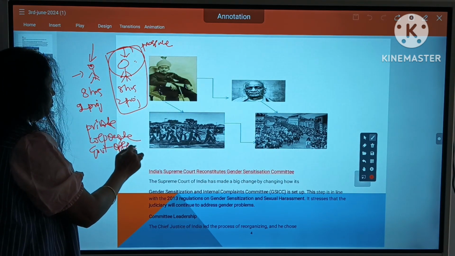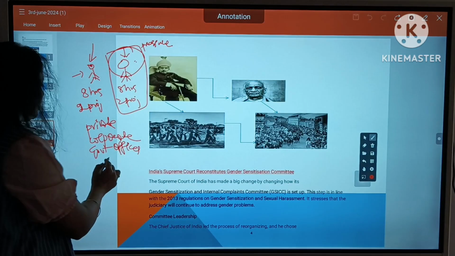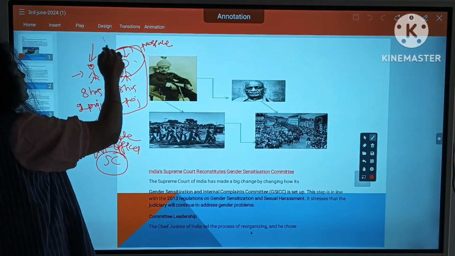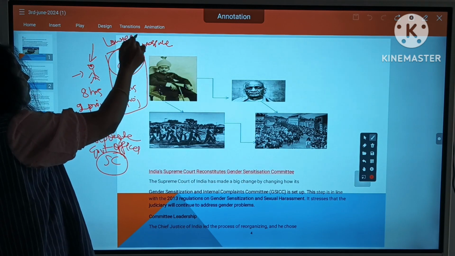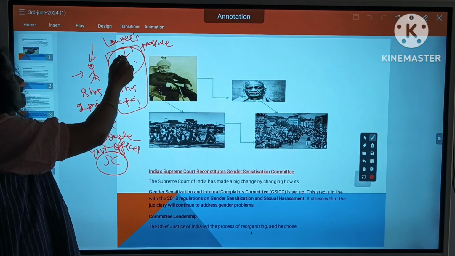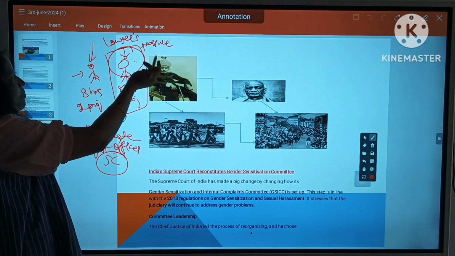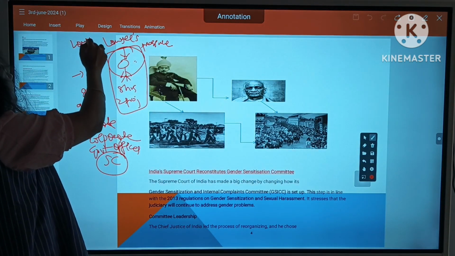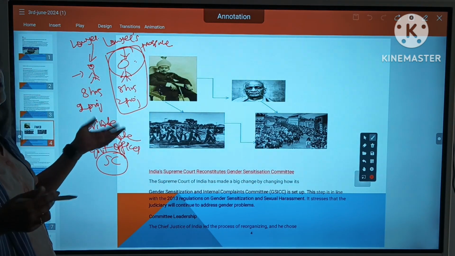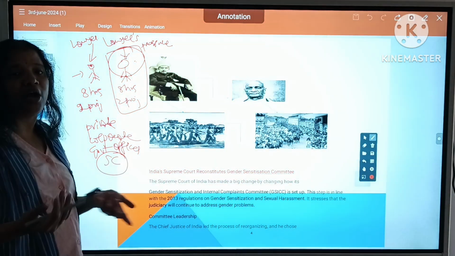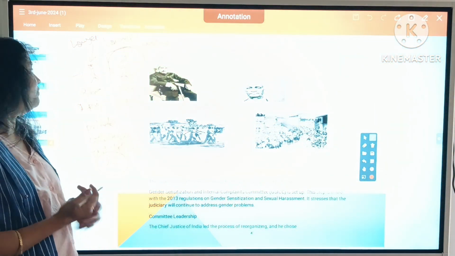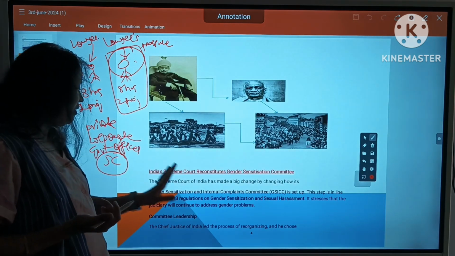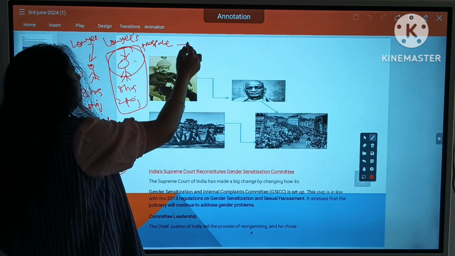Now this issue has gone to the Supreme Court. Even in the Supreme Court, one lawyer with the same capability, but she is a girl, might not get promotion in some cases, while a male lawyer can get promotion. In that case, if women do not get justice, where will they go? So the Supreme Court formed a committee to give justice to women.